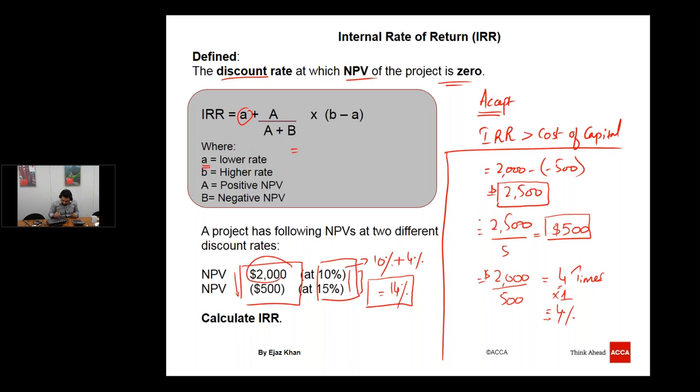A is the lower rate. So of the two rates, which one is the lower rate? 10. Okay, let's put in 10. A is the positive NPV. Of the two NPVs, which one is the positive one? 2000. So we'll place it in the numerator. Then again it's 2000. Then it's plus. Actually the formula is not plus, it's minus. So eventually it will be added together, because if we write minus and then we write minus 500, that is the negative NPV, these two values will eventually be added together to give us the sum of the two. Then multiply it with B minus A. B is the higher rate, which is in this case 15%. 15 minus 10. So if we solve this, do we get 14%?